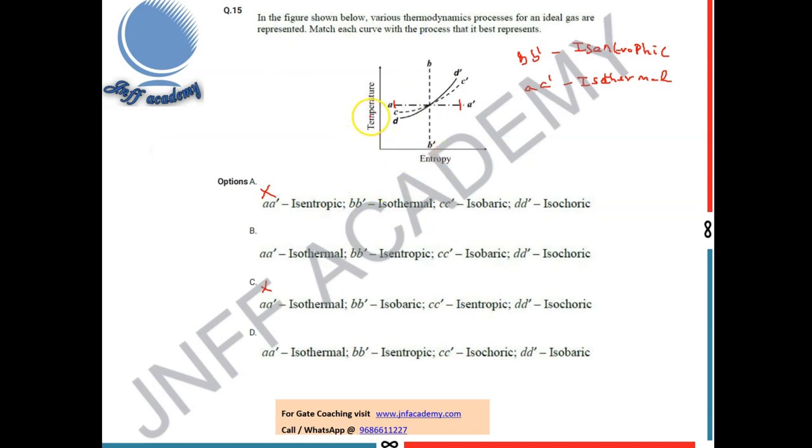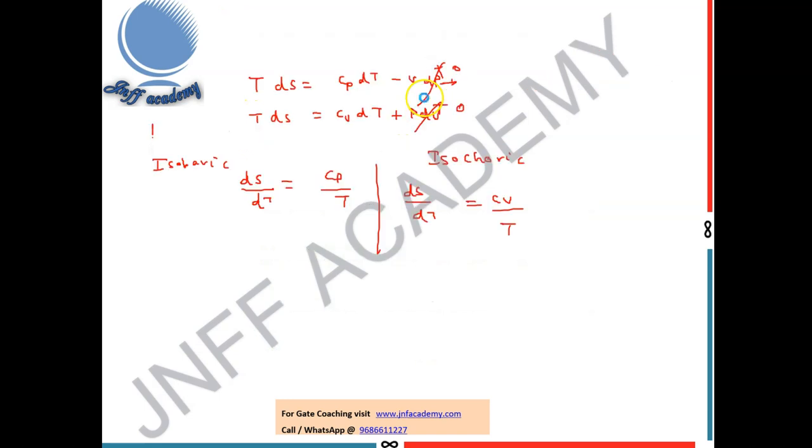instead of dS/dT, if you take dT/dS, it becomes the slope of all the curves, right? Because what is slope? dy by dx. Here what is dy? Temperature. What is dx? Entropy. If you take dT/dS, it becomes the slope of each process, right? So if you just take the inverse of these two equations, you will easily get the slope of this process, right?